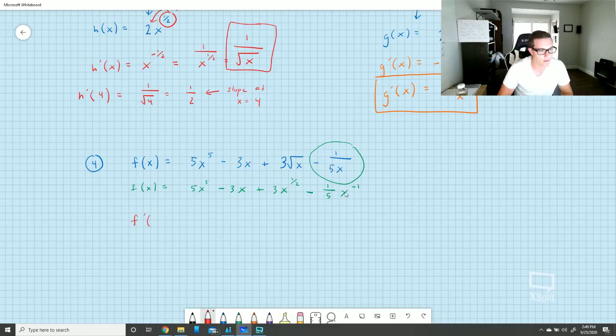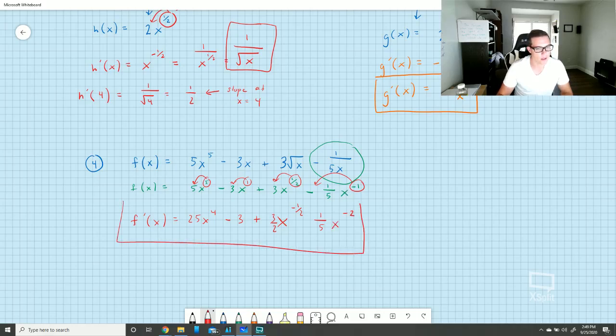The derivative is: multiply, 25x to the 4th, minus, multiply, and the x goes away in this case, plus multiply, 3/2 x to the negative 1/2, multiply, negative times a negative is positive, x to the negative 2 power. And I don't really care if you keep your answer like that. It shows me that you understand the power rule for now. So I am okay with that.